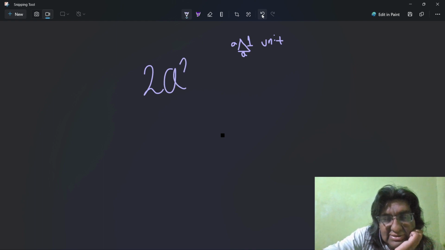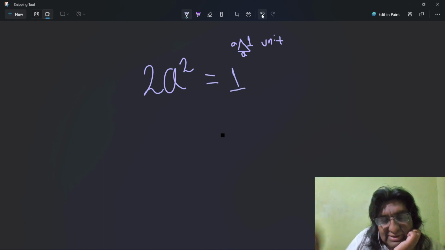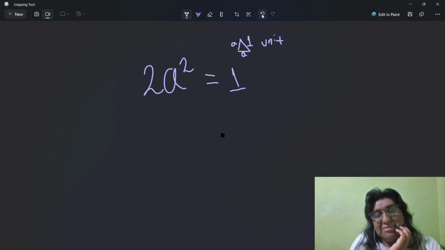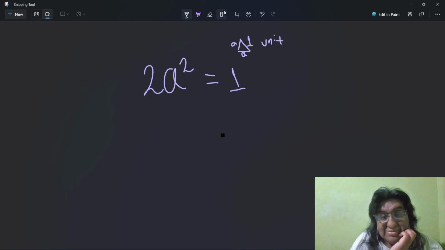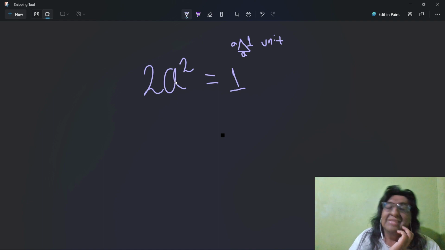2a squared equals 1. That was the equation. Now you want to solve for a because you want to know a.